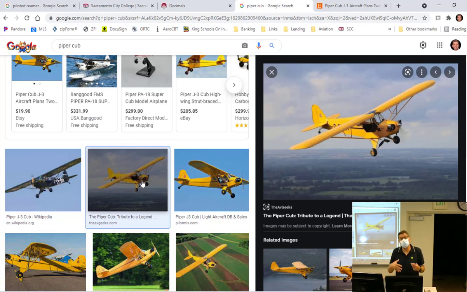Or a glider, which has a very high aspect ratio. So, like the U-2 spy plane, that has a very high aspect ratio. What did you work on? U-2. I thought so, yeah. The high aspect ratio, right?